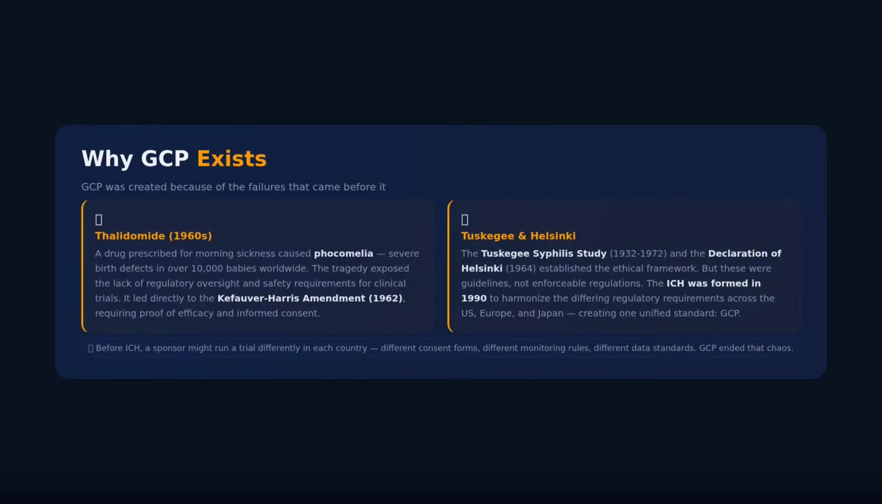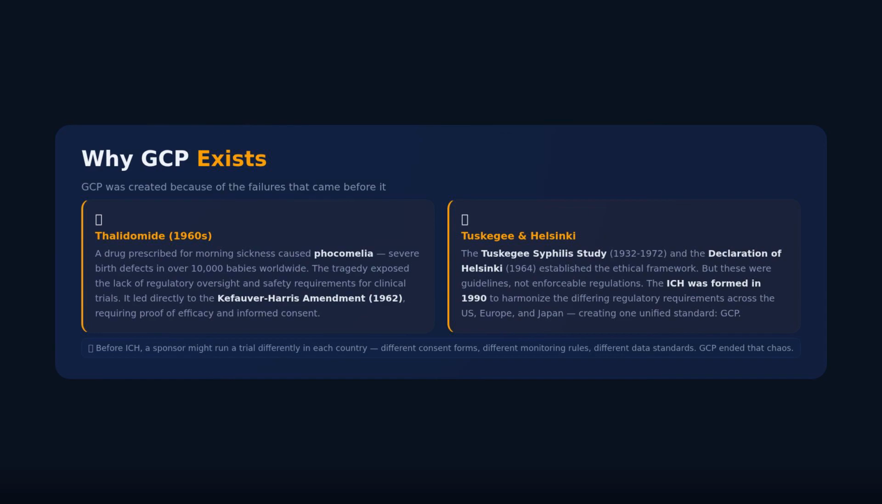GCP exists because of past failures. Thalidomide caused severe birth defects in 10,000 babies, leading to the Kefauver-Harris Amendment requiring proof of efficacy and consent. The Tuskegee syphilis study and the Declaration of Helsinki established ethical frameworks.